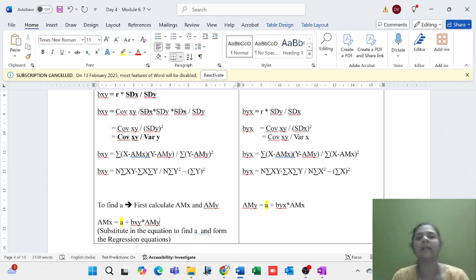Yes ma'am. And if the question says find the estimated value, you substitute the value that they have given and you can find the estimated value. The question will ask to find the estimated value of x or the estimated value of y, and they will give the other value in the question. Okay ma'am. Okay?